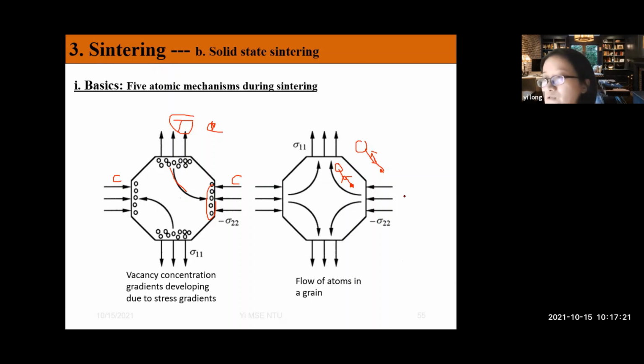So this atom is going to fill the vacancies. Am I correct? Because they move in the opposite direction, this one is going to fill the vacancies when they meet. Okay. So what does this mean? Your vacancy has been filled by my atoms. What is it called? Tell me.